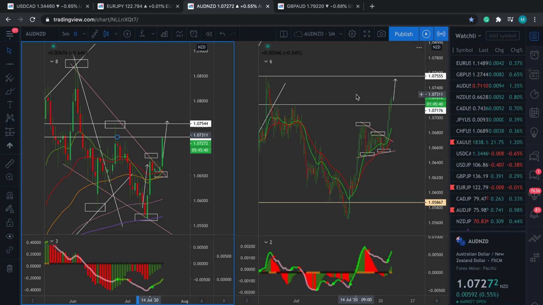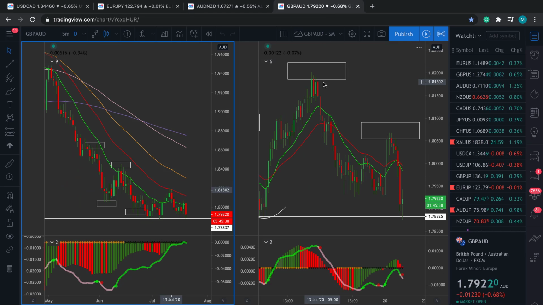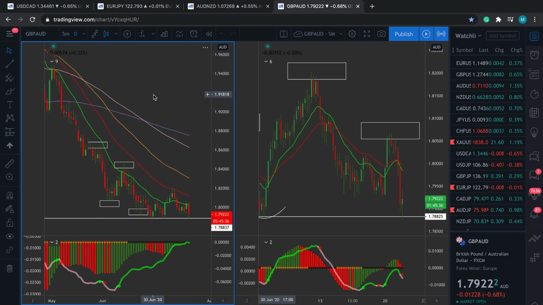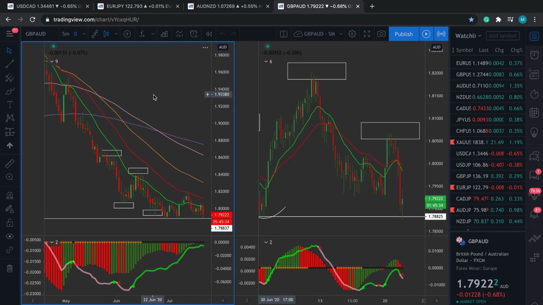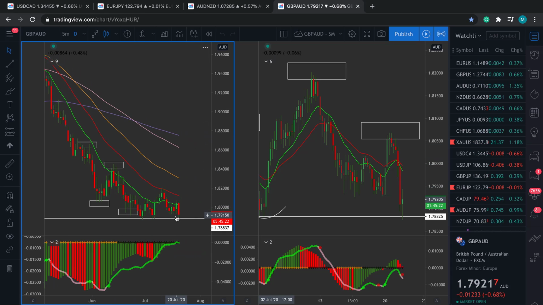So let's move on to the last pair that we have, which is the GBP AUD. As you can see, the GBP AUD has been trading in a downwards channel for a while now, and there seems to be no change in trend. You can see that I've drawn the lower highs as well as the lower lows, and currently I think the price is not trading in any trend.